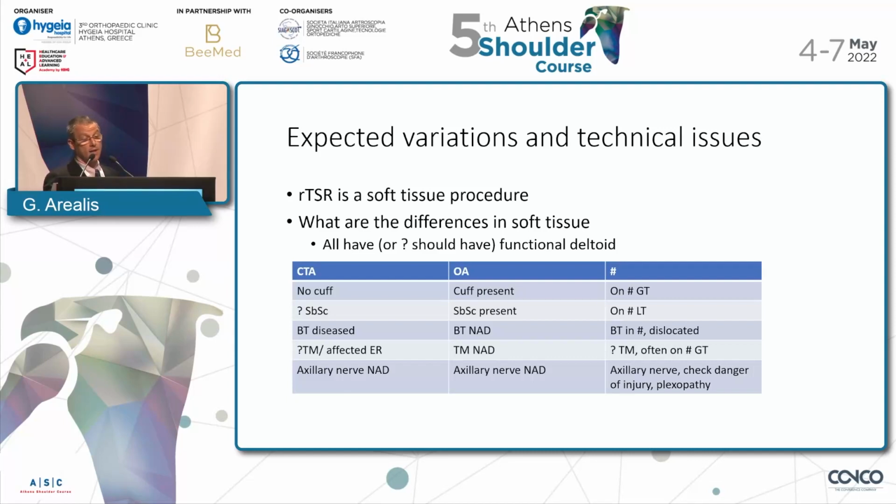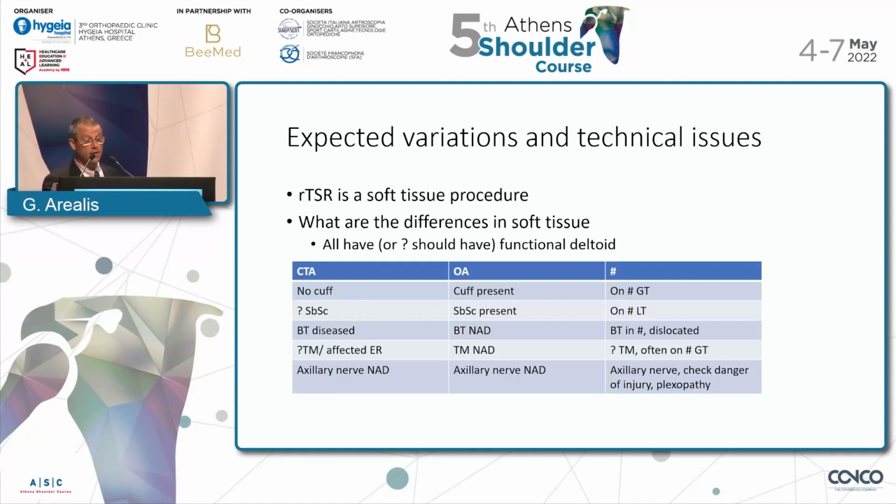And we start with the soft tissue around the indications we'll be using. So the reverse is first and foremost a soft tissue procedure. We aim to balance tendons and soft tissue around the shoulder joint to allow function and movement. And there we have significant differences between the three main indications. When we have cuff arthropathy, we usually do not have cuff, otherwise it won't be cuff arthropathy. If we do it for osteoarthritis, the cuff is present, and when we do this for a fracture, the cuff or the remnants of the cuff are on the tuberosities.